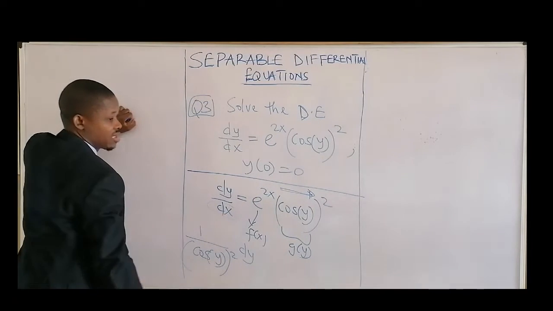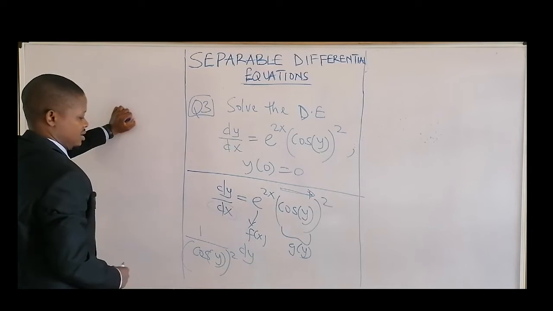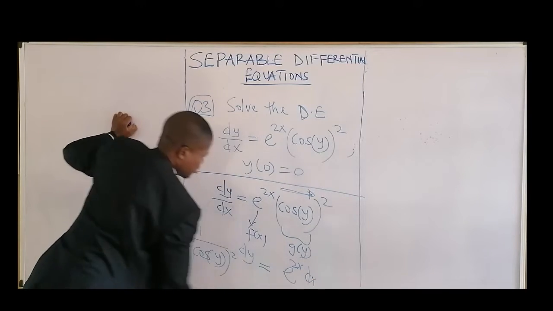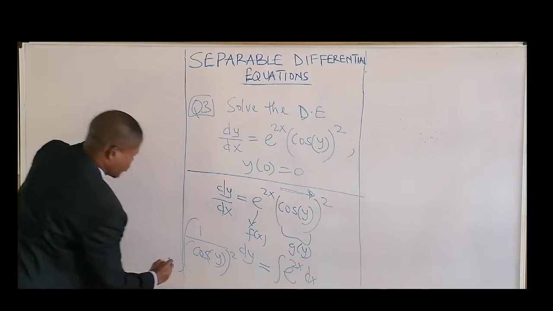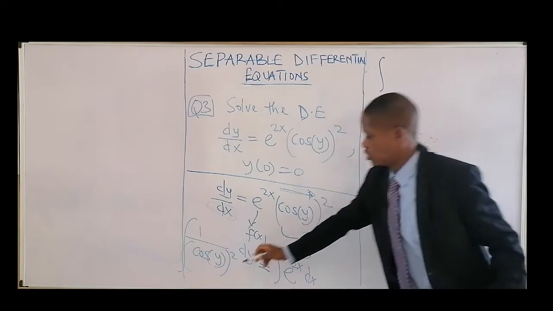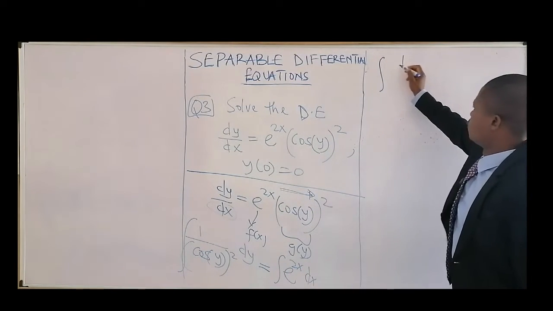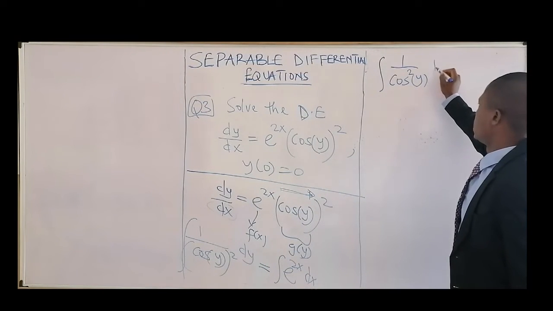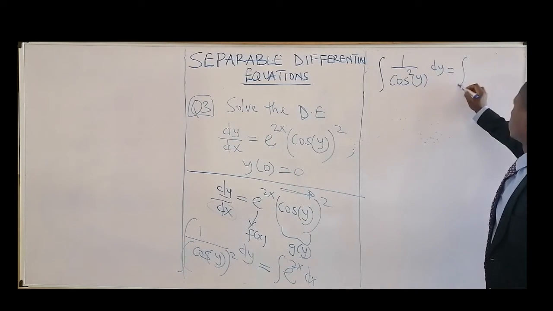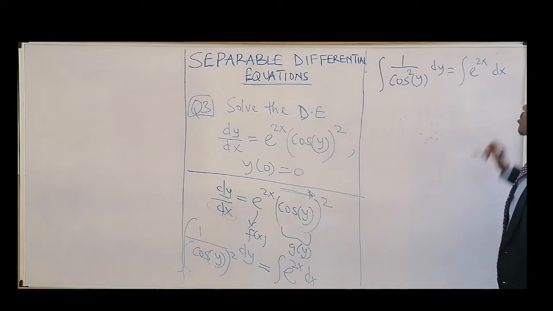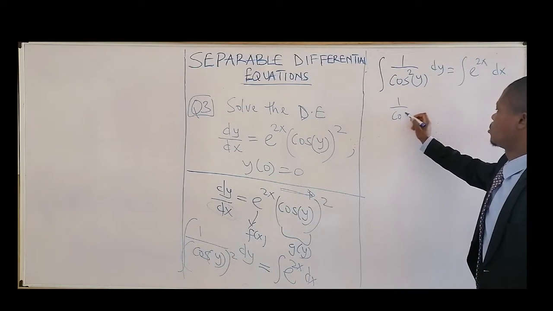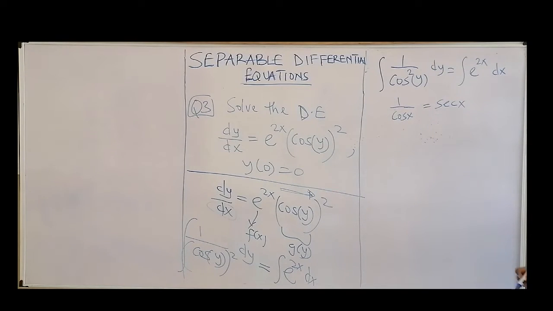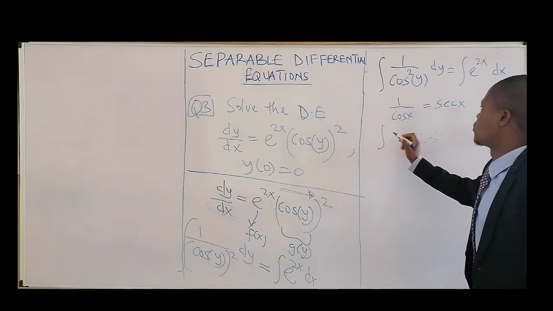And then this one also, remove it from here by multiplying both sides by dx. That will be equal to e^(2x) dx. Then integrate both sides. This fraction will become 1 over cos² y dy equal to e^(2x) dx. And don't forget that 1 over cos is sec. 1 over cos x is sec x.